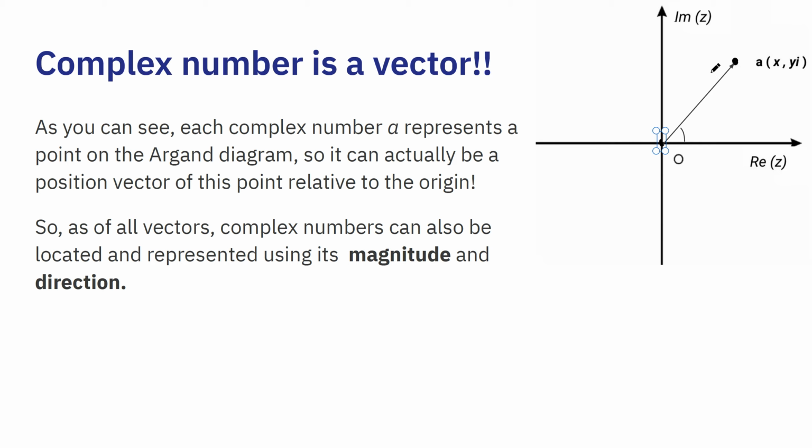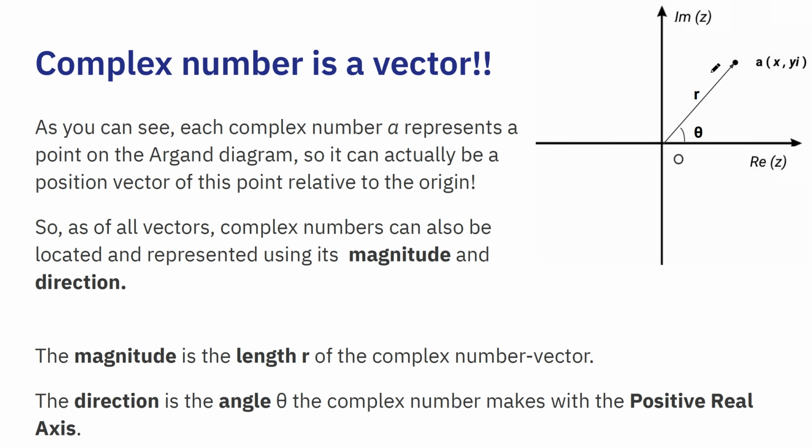So just like all vectors, complex numbers can be located on an Argand diagram and also represented using its magnitude and direction. Okay, so the magnitude is simply the length r of the complex number vector, and the direction is the angle theta. Okay, so we represent the direction of a complex number with an angle with respect to the positive real axis. So it's not over here, it's this axis over here. Right, so this is our angle, which defines our direction, and the length of our vector here would be the magnitude of a complex number.